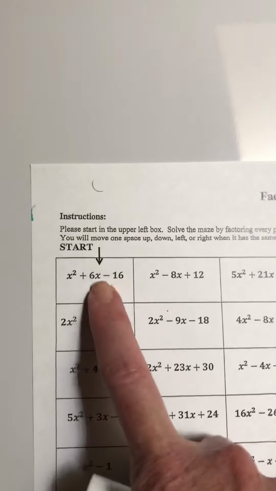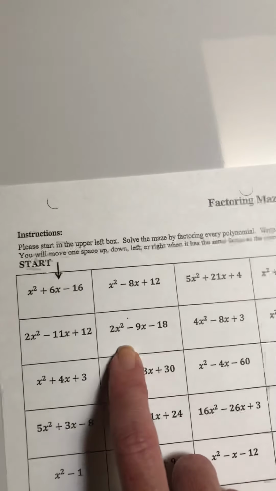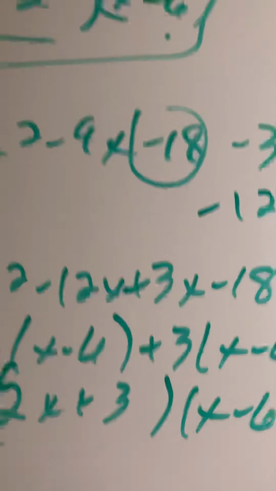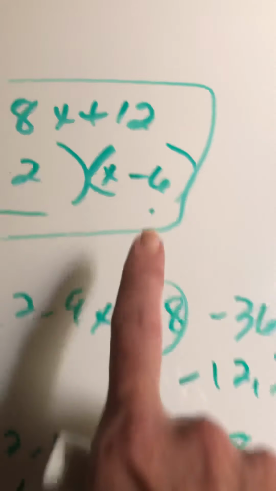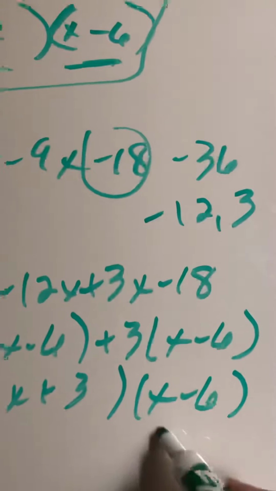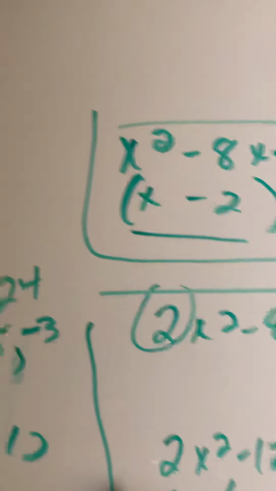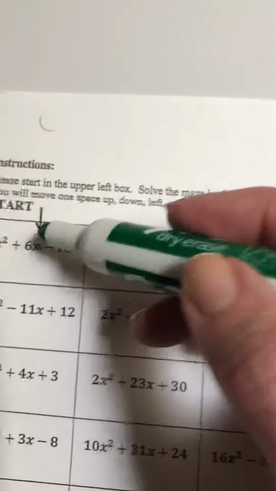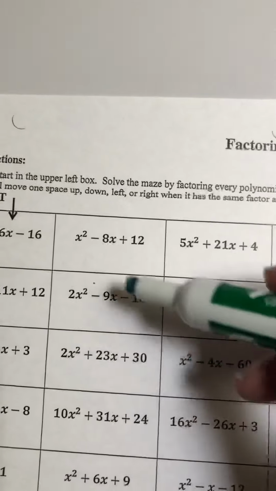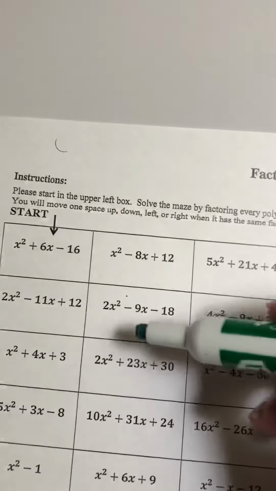So I've done 1, 2, 3 boxes. Then I did this one and this one. Okay? So this one has a 2x plus 3, x minus 6. So notice, this has an x minus 6, this has an x minus 6. They have factors that match. So now you're going to color this box. So right now, you should have this box colored, this box colored, and this box colored. That starts you on the maze. That gives you 3 boxes on the maze.